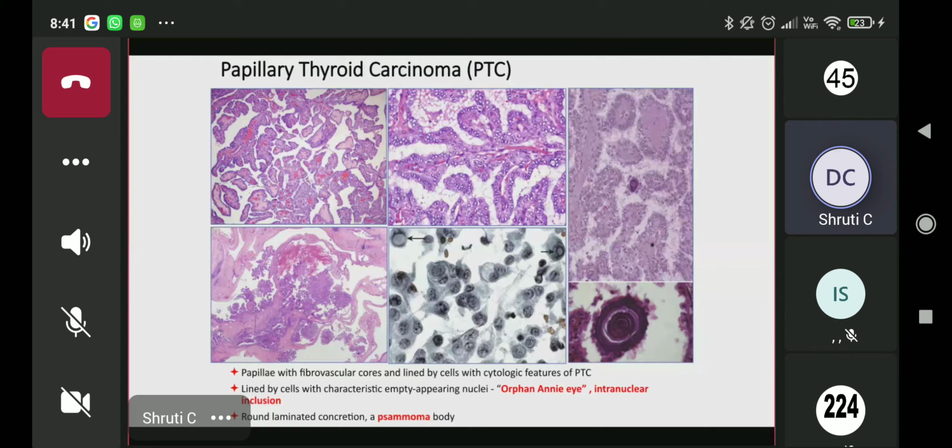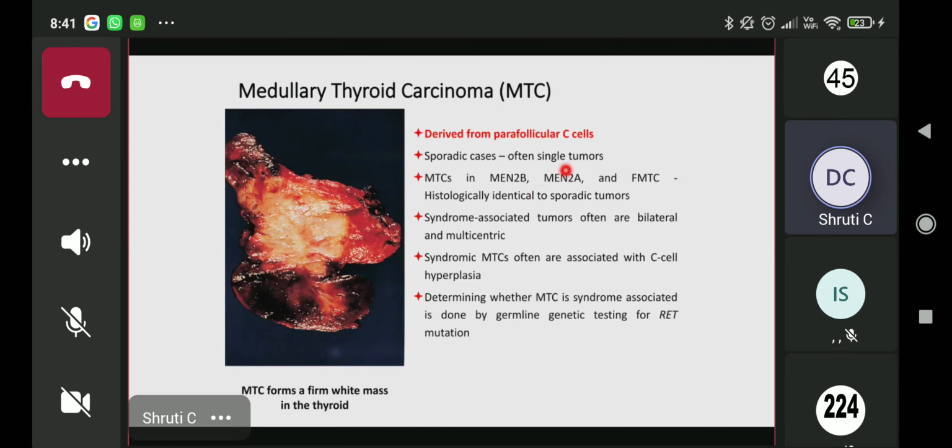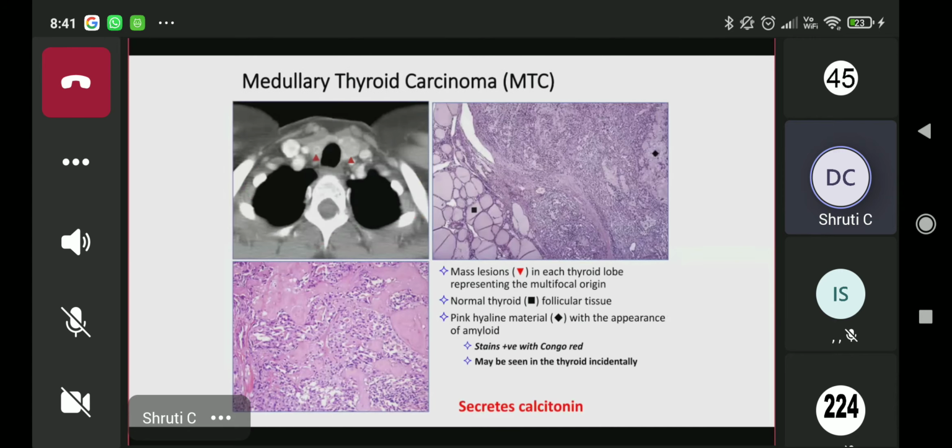Coming to medullary thyroid carcinoma, it is derived from parafollicular C cells. You are aware of MEN syndrome; it is a part of that, and it forms a firm white mass in the thyroid. This is a microscopic picture. The pink hyaline material, colloid, is very specific for medullary carcinoma. And I also told you in the beginning, the chromogranin stain that stains the parafollicular C cells is also specific for medullary thyroid carcinoma.